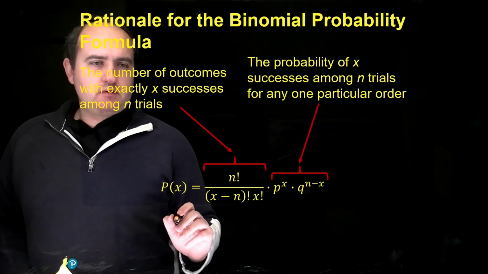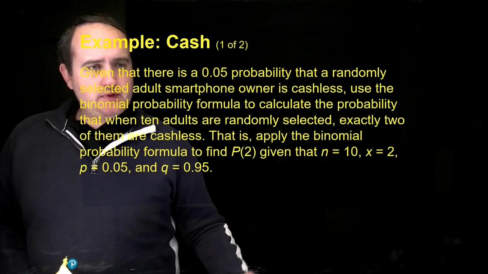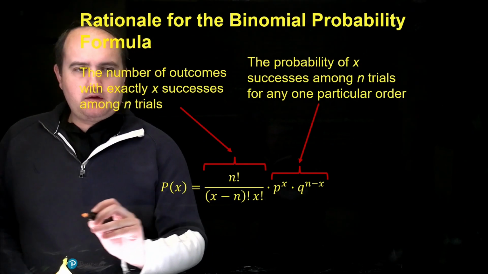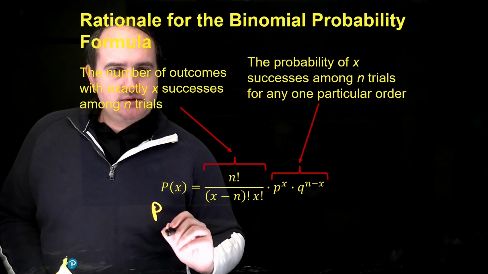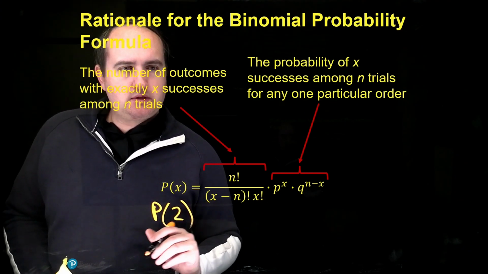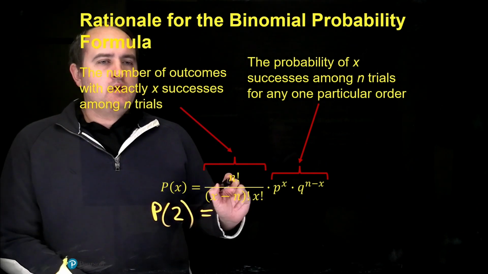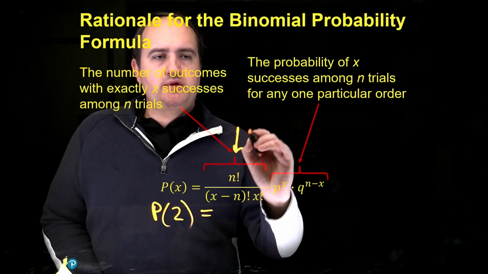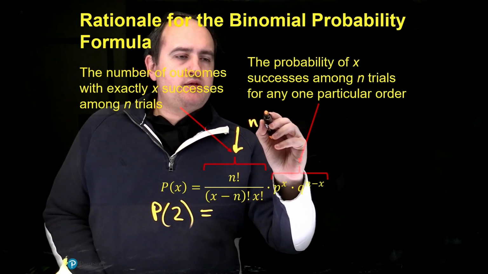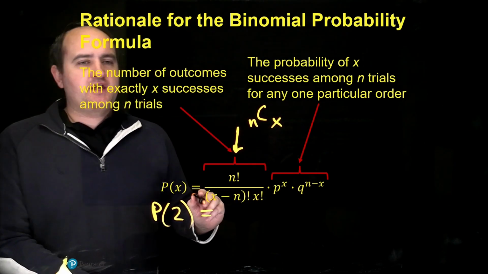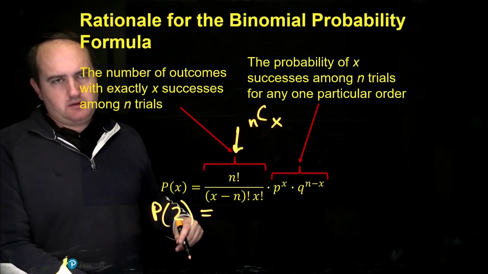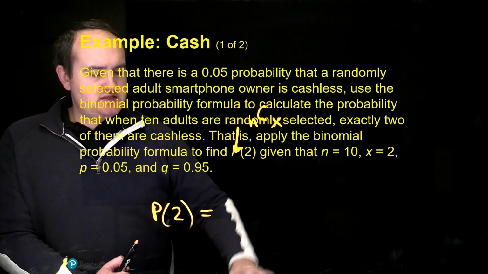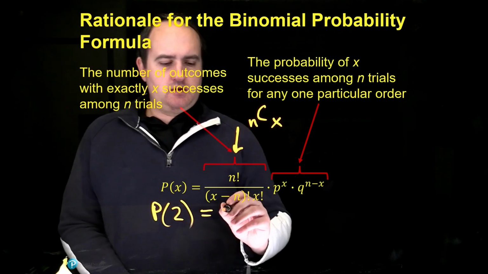So if we use this formula, we can see that since x is 2, we're trying to find the probability of 2 successes. So the probability of 2 successes is going to equal, remember this here is nCx. So this first part of the formula is just nCx. So rather than using all the complicated factorial notation, I'm just going to write nCx, and in this problem, we see that n is 10.